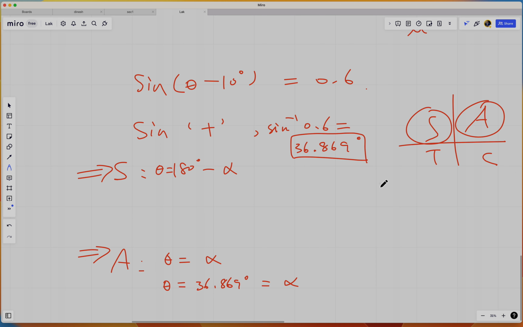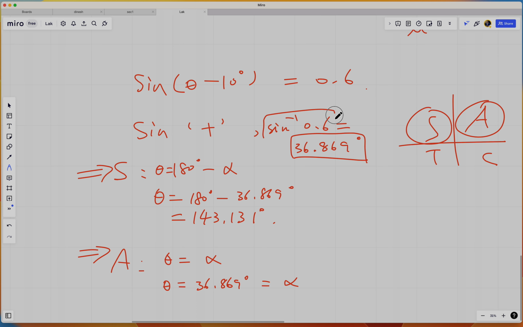Okay, so in this case, this is the basic angle. So if this is the basic angle, your other theta should be 180 minus the basic angle, which is 36.869 degrees, right? Then you use your calculator. Help me out. 143.131. Okay, good.